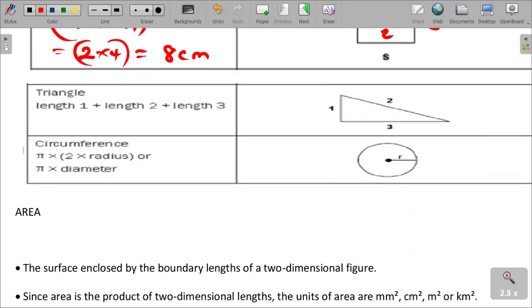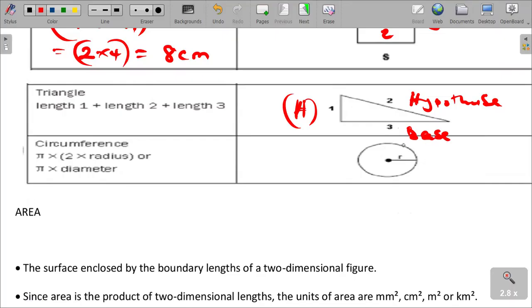So we also have a triangle. For a triangle, we have length 1 plus length 2 plus length 3, which in this case is given as, for example, length 1 is the height. We have length 2, which is the hypotenuse, or the longest side of the triangle. And then we also have this one, which we can say is the base.